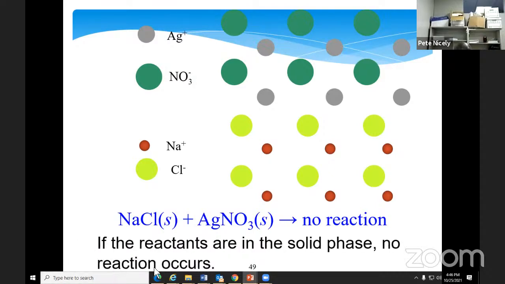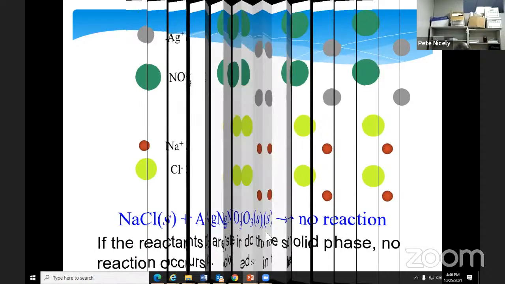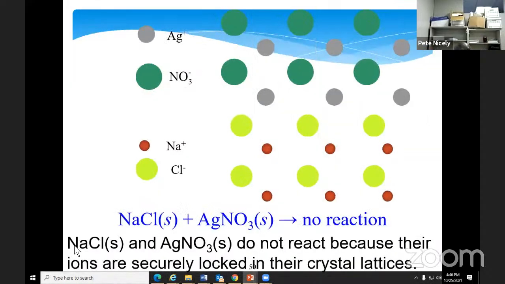Now, why is that so? Well, the reason why that is so is because the particles or the ions of the sodium chloride and the silver nitrate are basically securely locked in their crystal structure. They're not mobile, so therefore they can't move around in order to come into contact with each other and therefore cause a reaction to take place. So basically that's the reason why if you take solid sodium chloride and mix it with solid silver nitrate, no reaction will take place whatsoever.